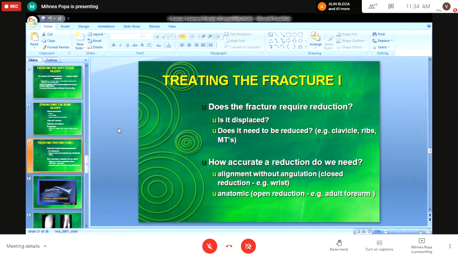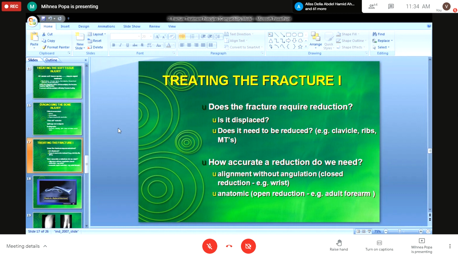And again, an important thing to ask ourselves and to keep in mind when we treat a patient is how accurate this reduction should be. If we have a fracture that involves the articular surface, of course, the reduction has to be perfect, because if it's not perfect, it will evolve to degenerative arthritis.